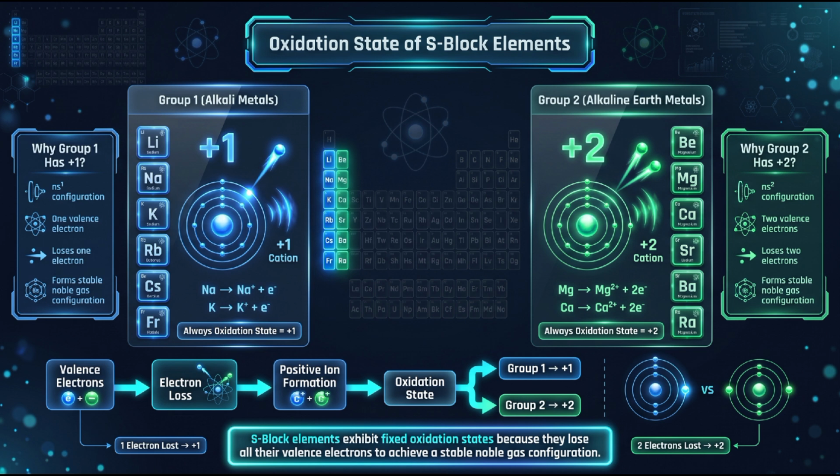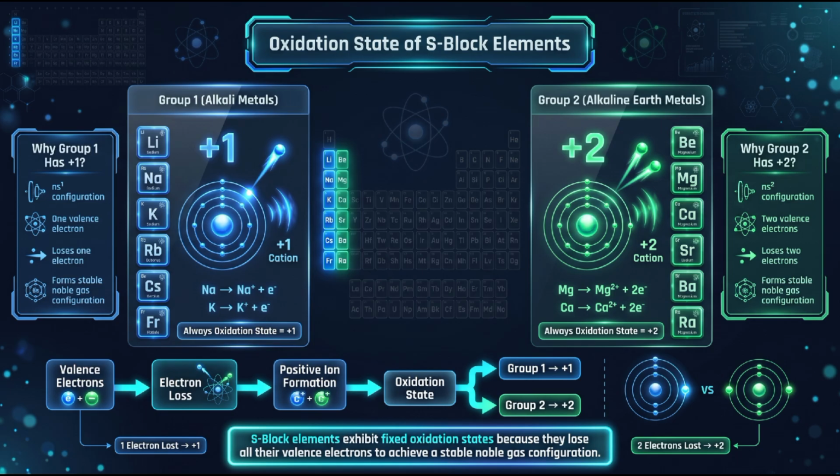Because group 1 elements always lose 1 electron and group 2 elements always lose 2 electrons, their oxidation states remain fixed at +1 and +2, respectively. This predictable behavior is one of the defining characteristics of S-block elements and makes them easier to study than many transition metals, which can exhibit several different oxidation states.